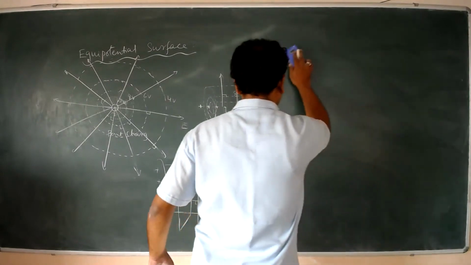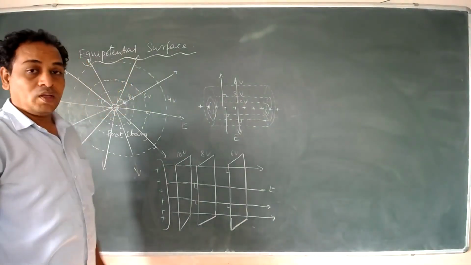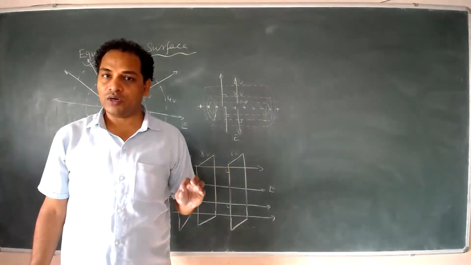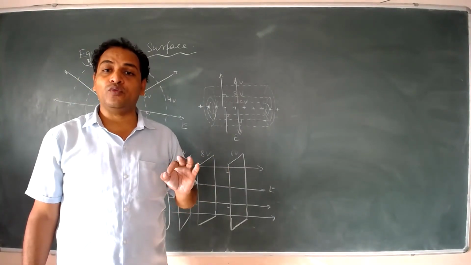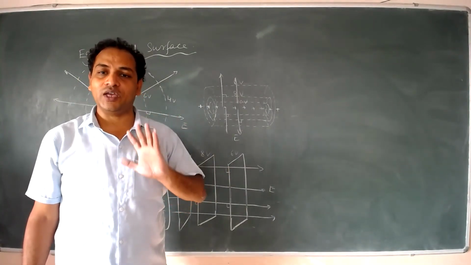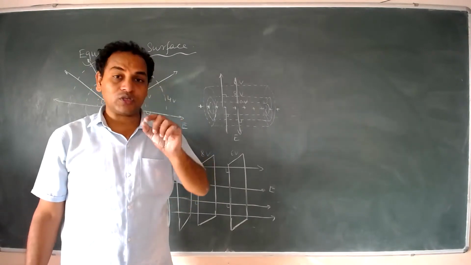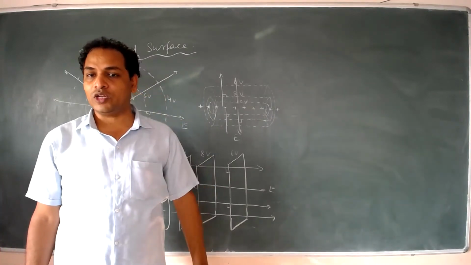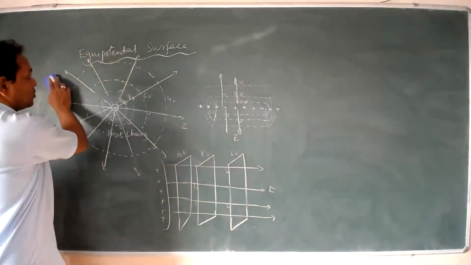Now, this equipotential surface we have learned. What is equipotential? The surface on which the potential is the same. That is called an equipotential surface. Right. Now we learn about some properties of these. They may be asked sometimes for two or three marks. So important. Let us see the properties.